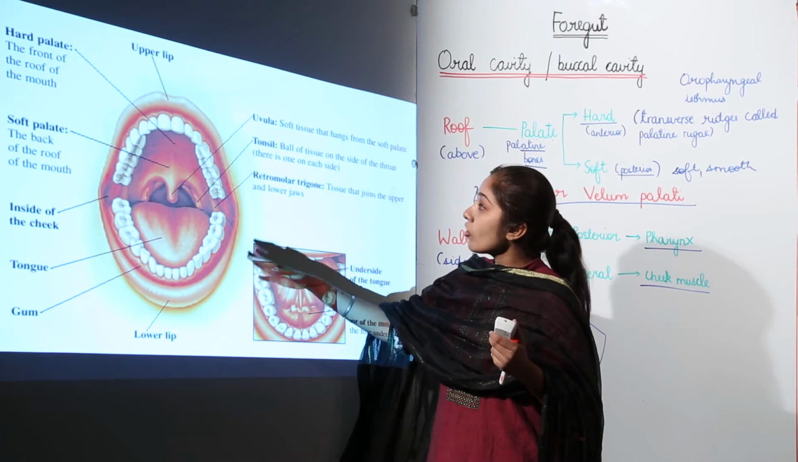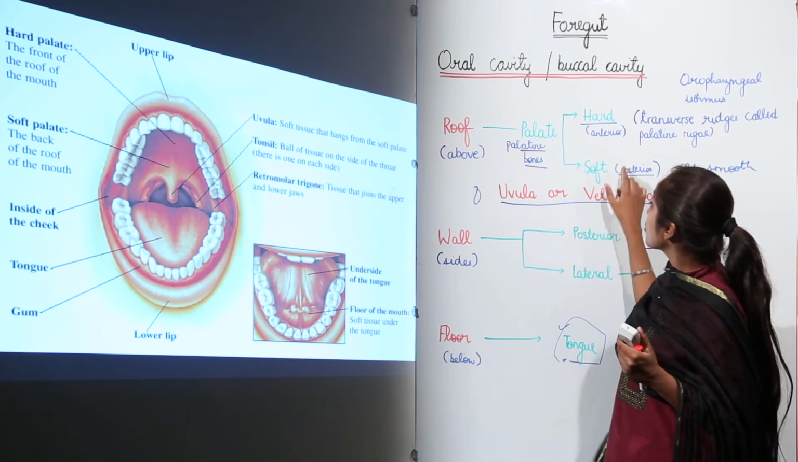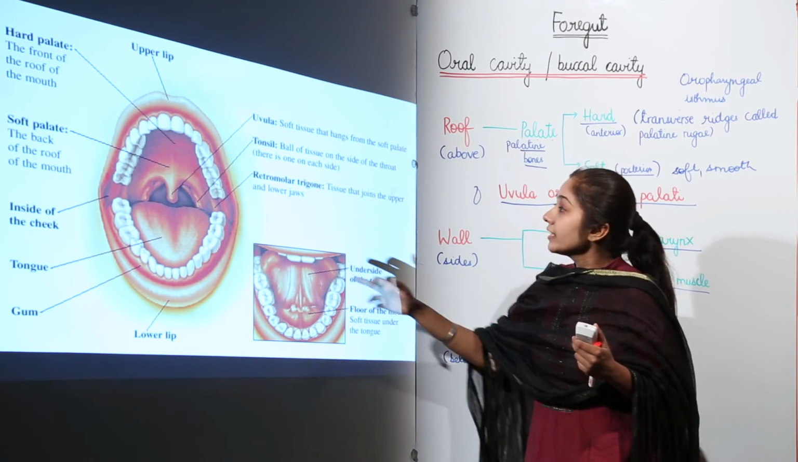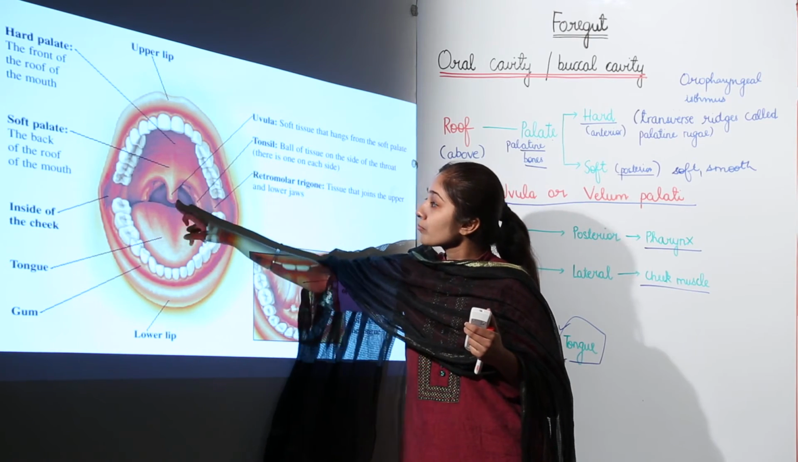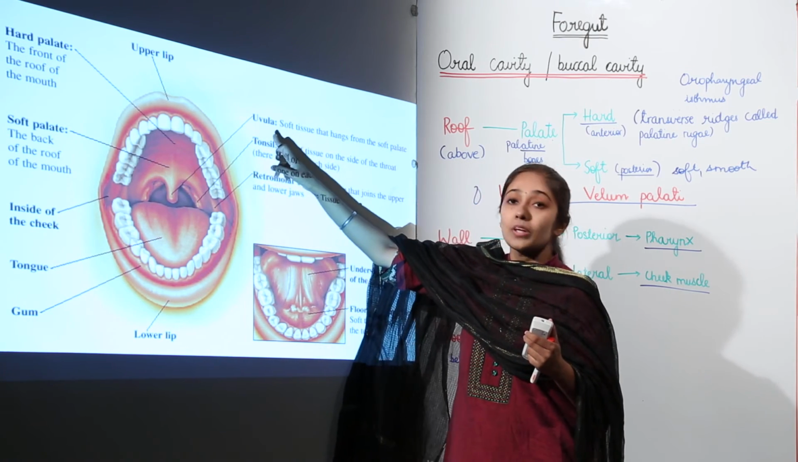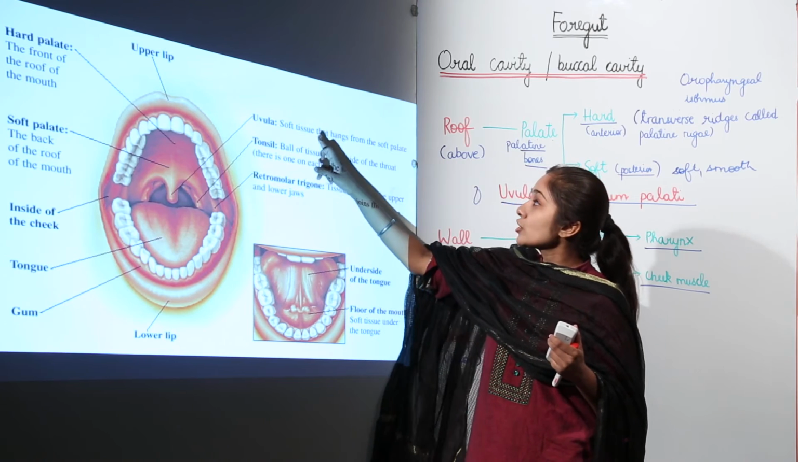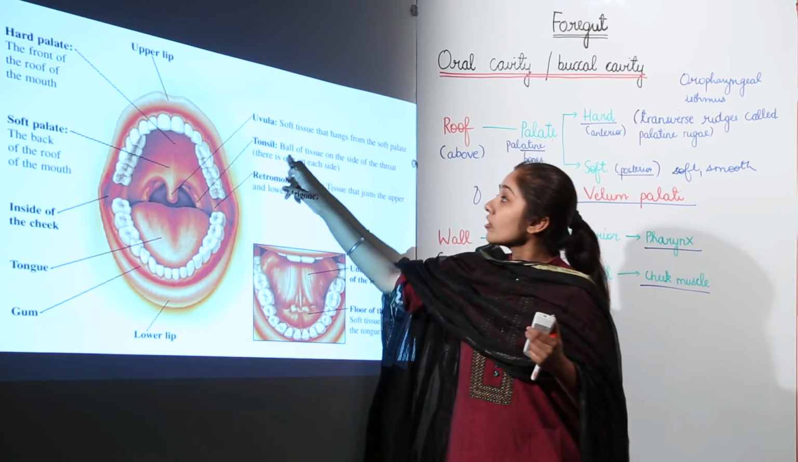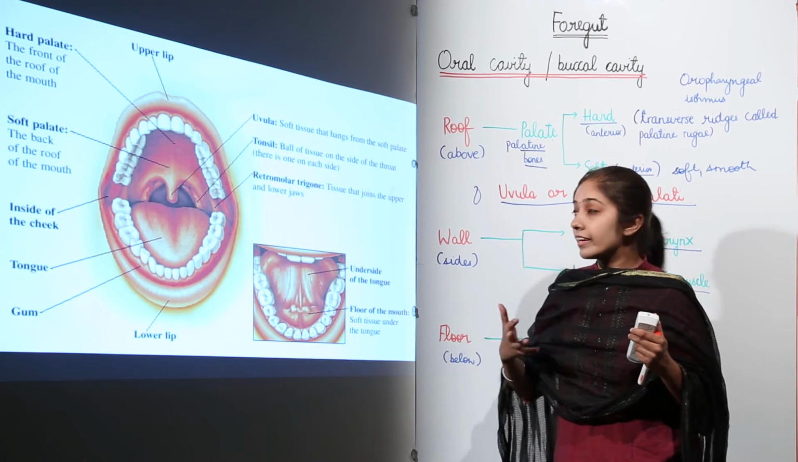Then, as you all know, I told you when we talk about soft palate, it actually hangs down in a flap-like structure. You can see this flap-like structure. This is known as what? It is known as uvula. Uvula is the soft tissue that hangs from the soft palate, right? And regarding tonsils, we will deal with it in the pharynx region.